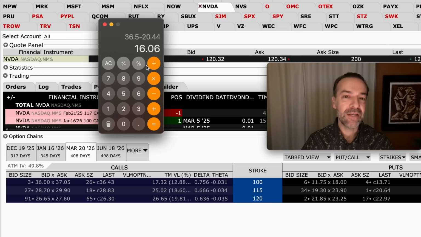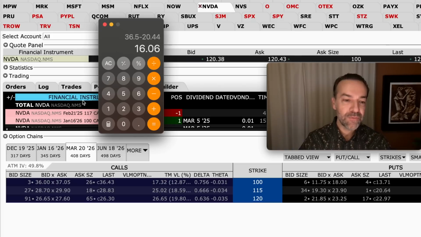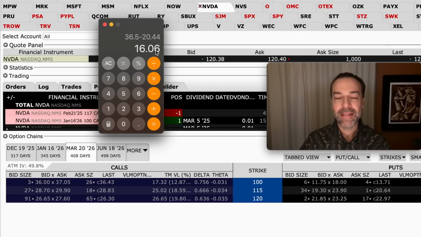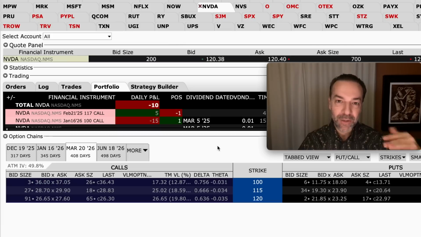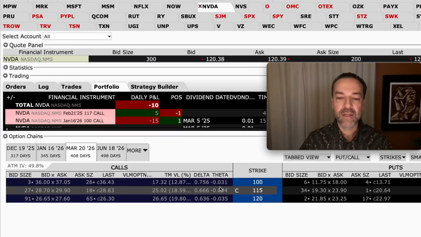Just know that that $16.06, if we fast forward 408 days to expiration, will be gone. And the option will only be worth how much is in the money, in this case about $20.44. How much will this LEAPS option lose per day due to that time decay? That $16 that would just go bye-bye in about a year? Well, that's represented right here under Theta. It's 0.031. So this LEAPS option will lose about 3 cents per share per day.